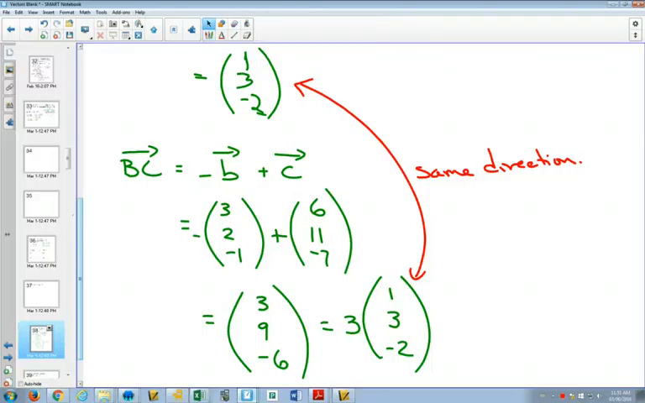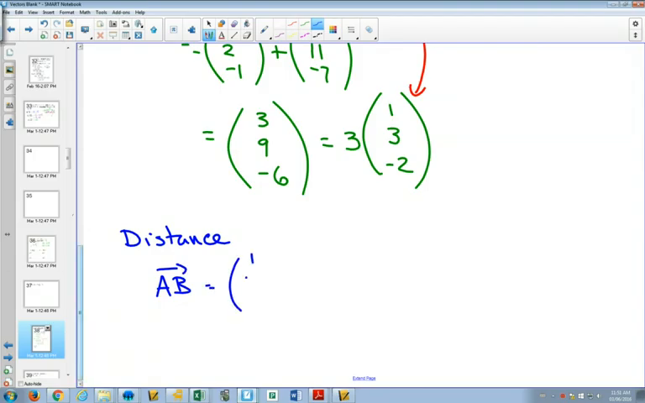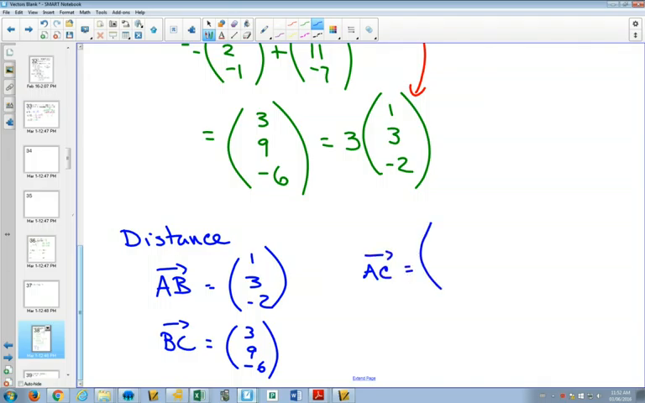The reason this is a lot shorter than the distance one is because in the distance one, you would have to find these same vectors. You would have to find A to B, which we did already, and we figured out A to B was 1, 3, negative 2. You would have to figure out B to C, which we did already, 3, 9, and negative 6. And you would also have to figure out A to C, which you could do in the same method. Just to save us some time, I'm going to tell you that it is 4, 12, negative 8.